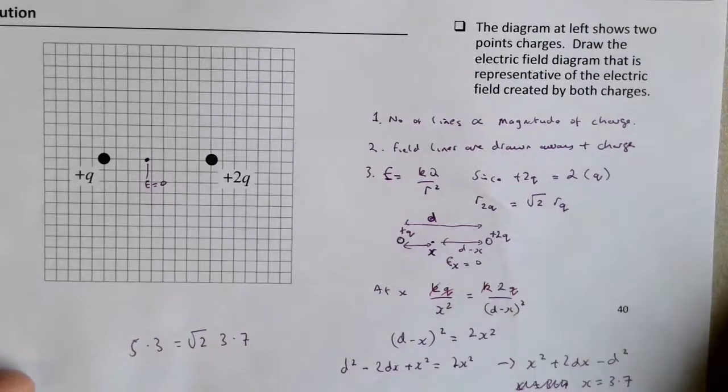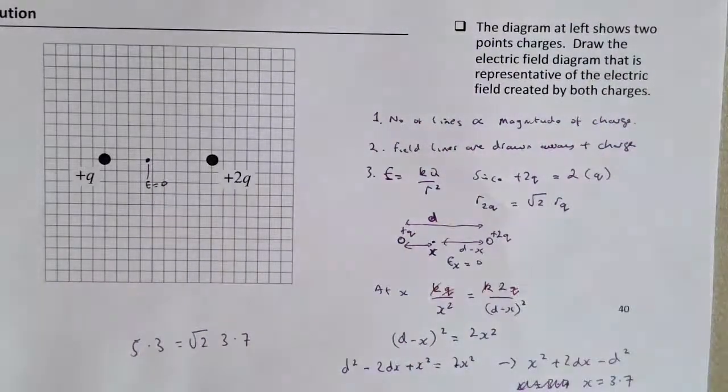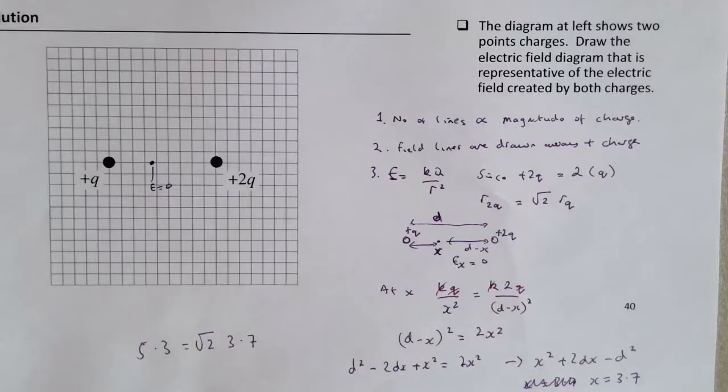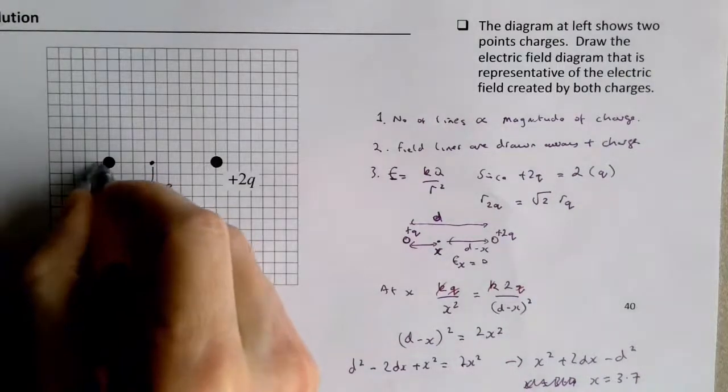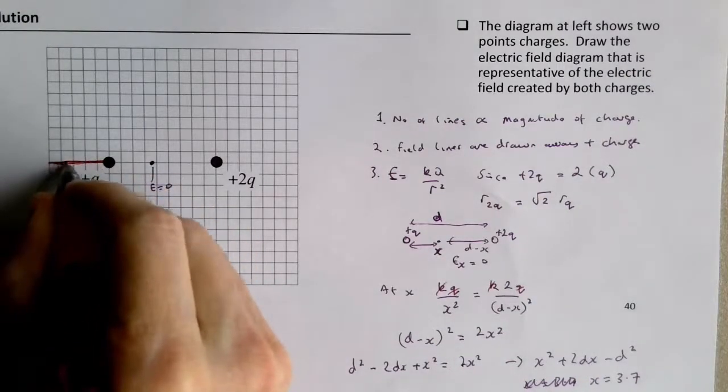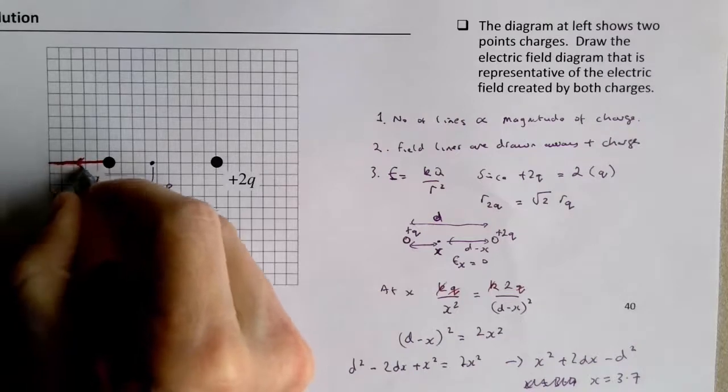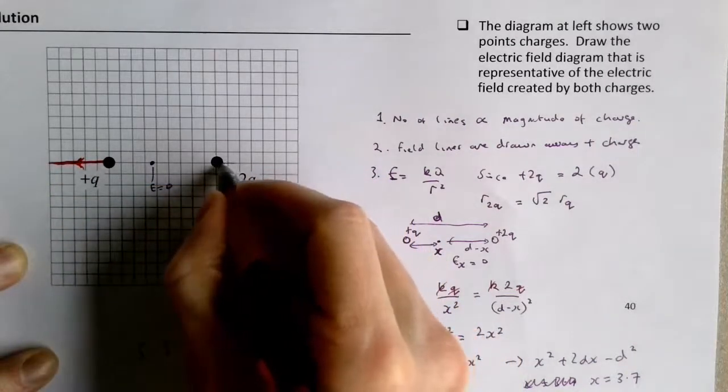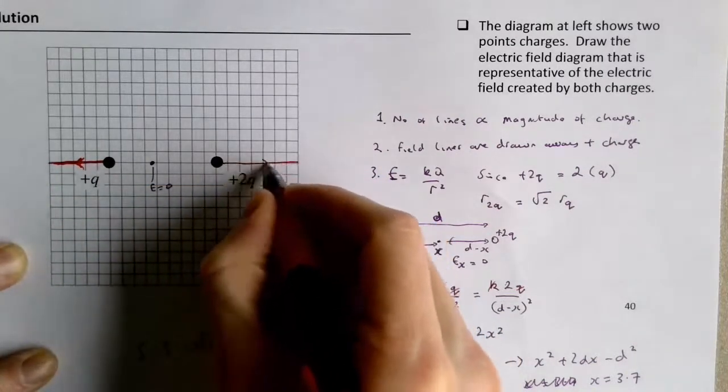Okay, so what I'm going to do here, I'm going to try to pick a number of lines that are easy numbers to pick. So I'll draw 8 lines out of the plus Q, and I'll draw 16 lines out of the plus 2Q. So I can start here with this line, the lines here, and they're emanating away.